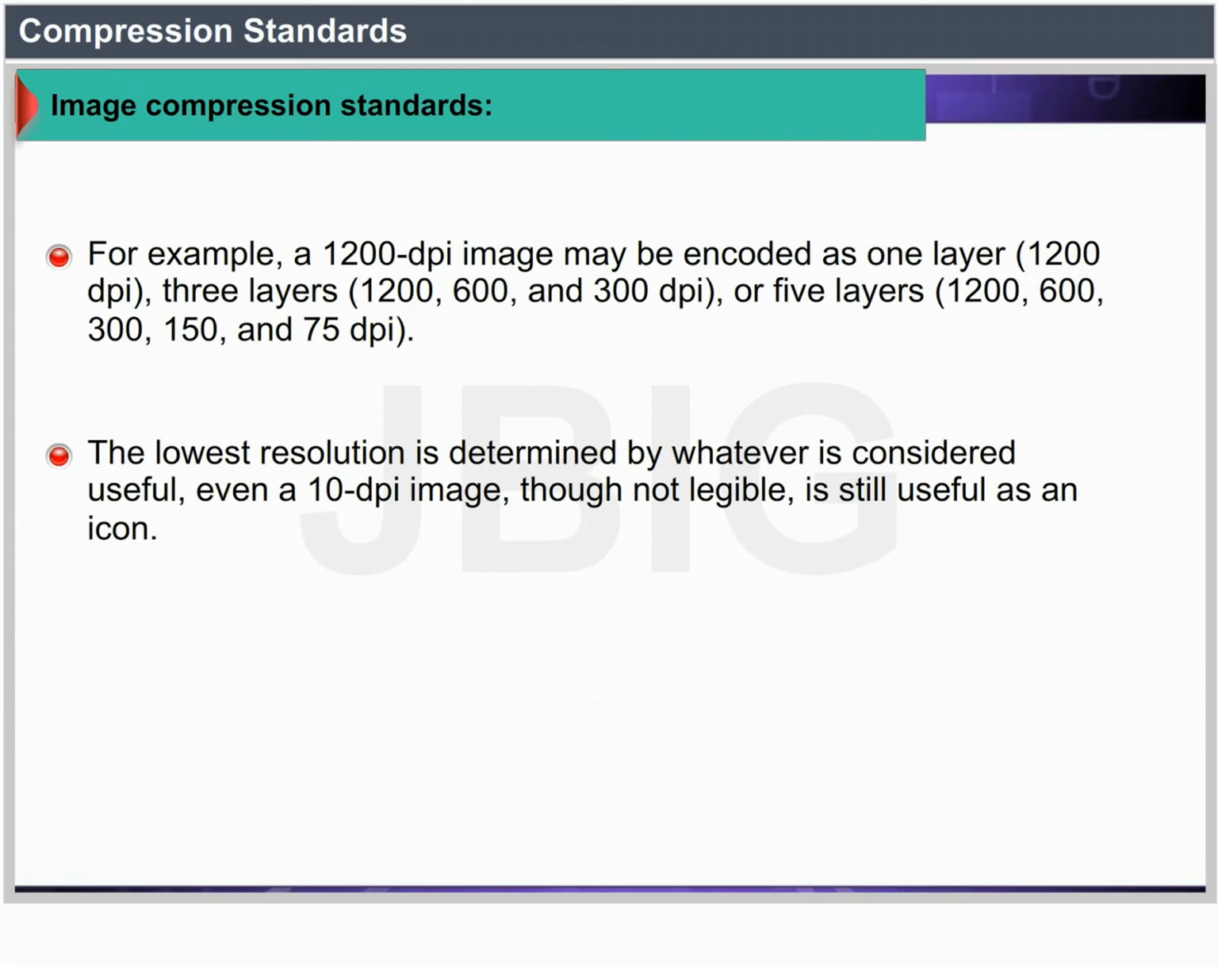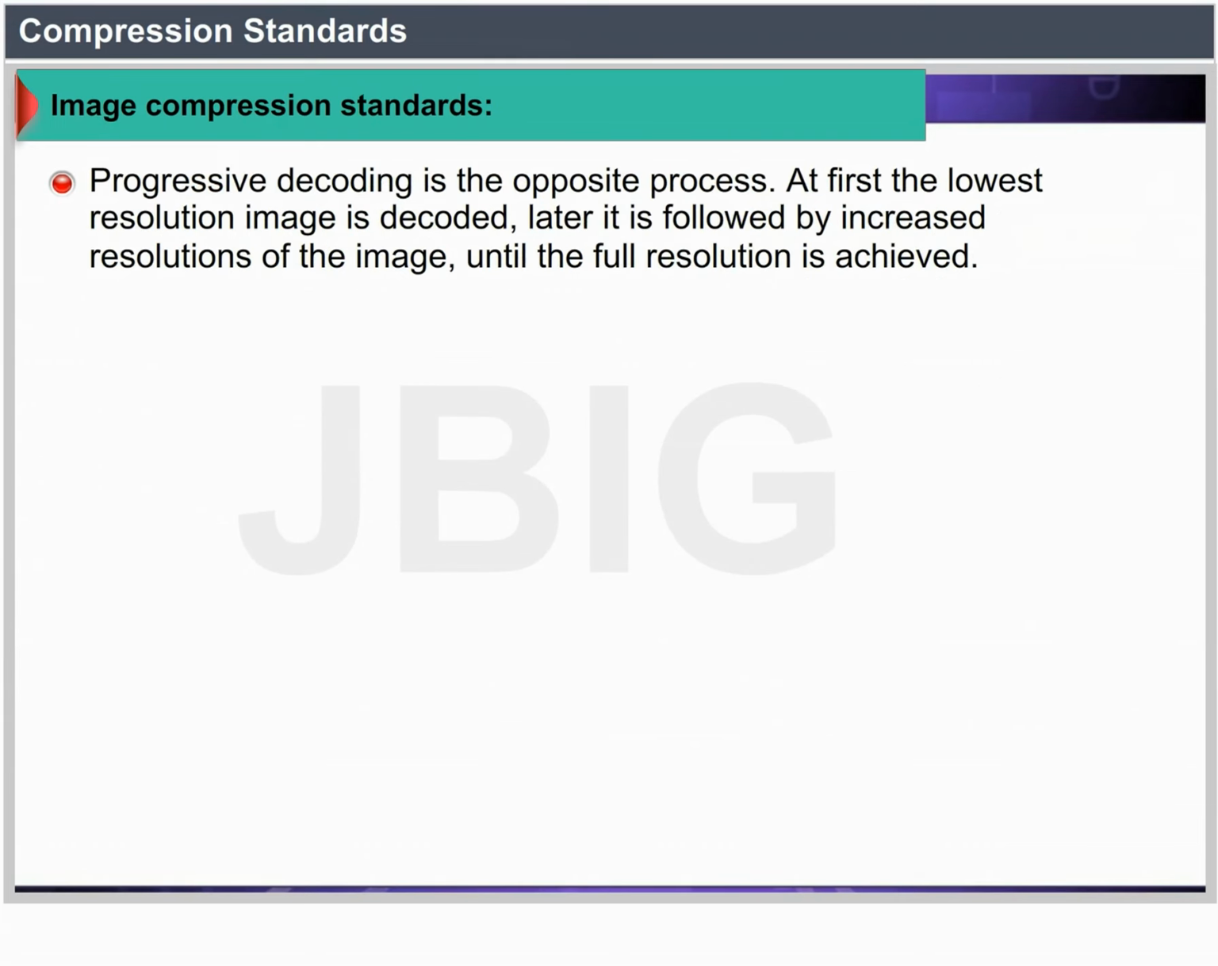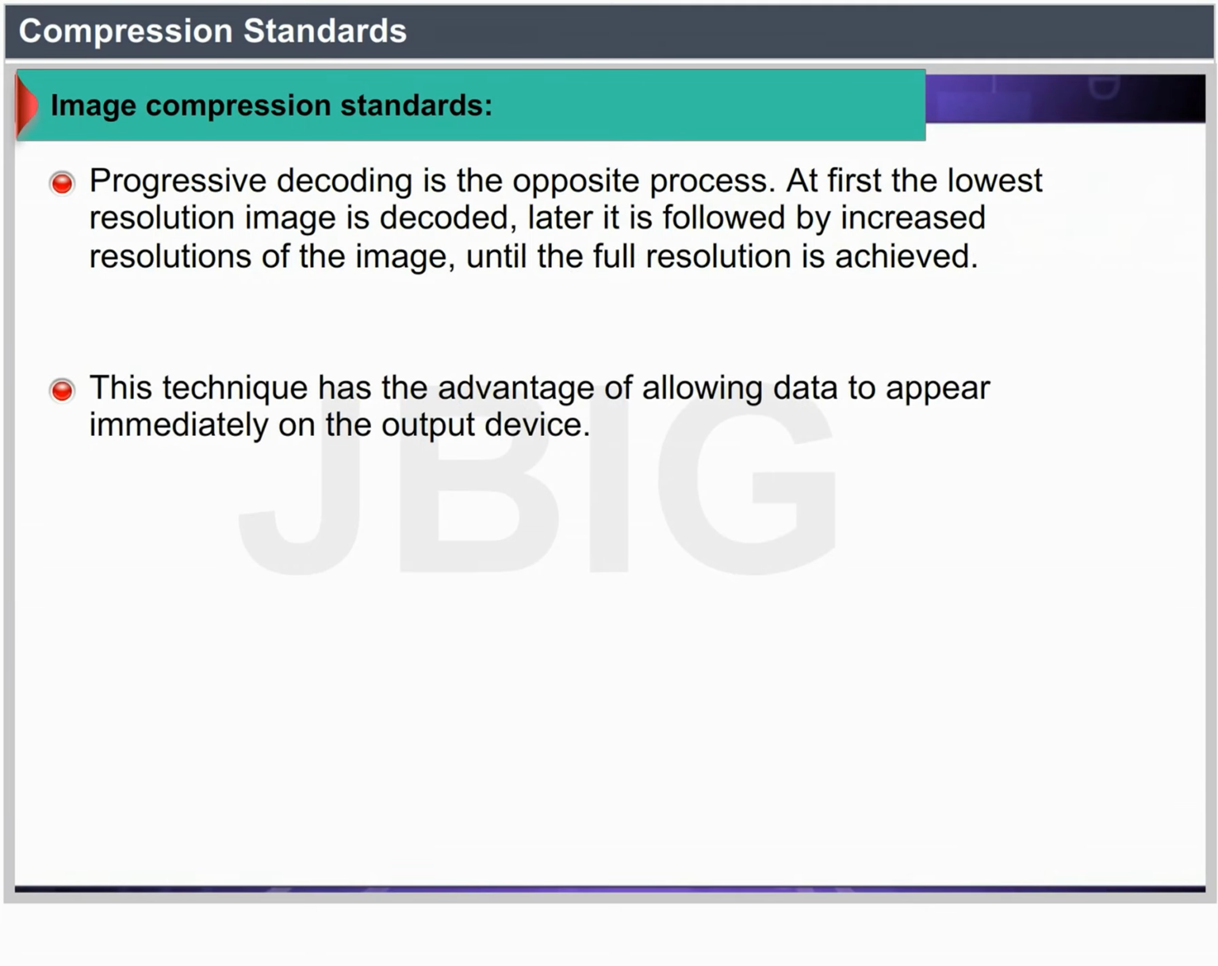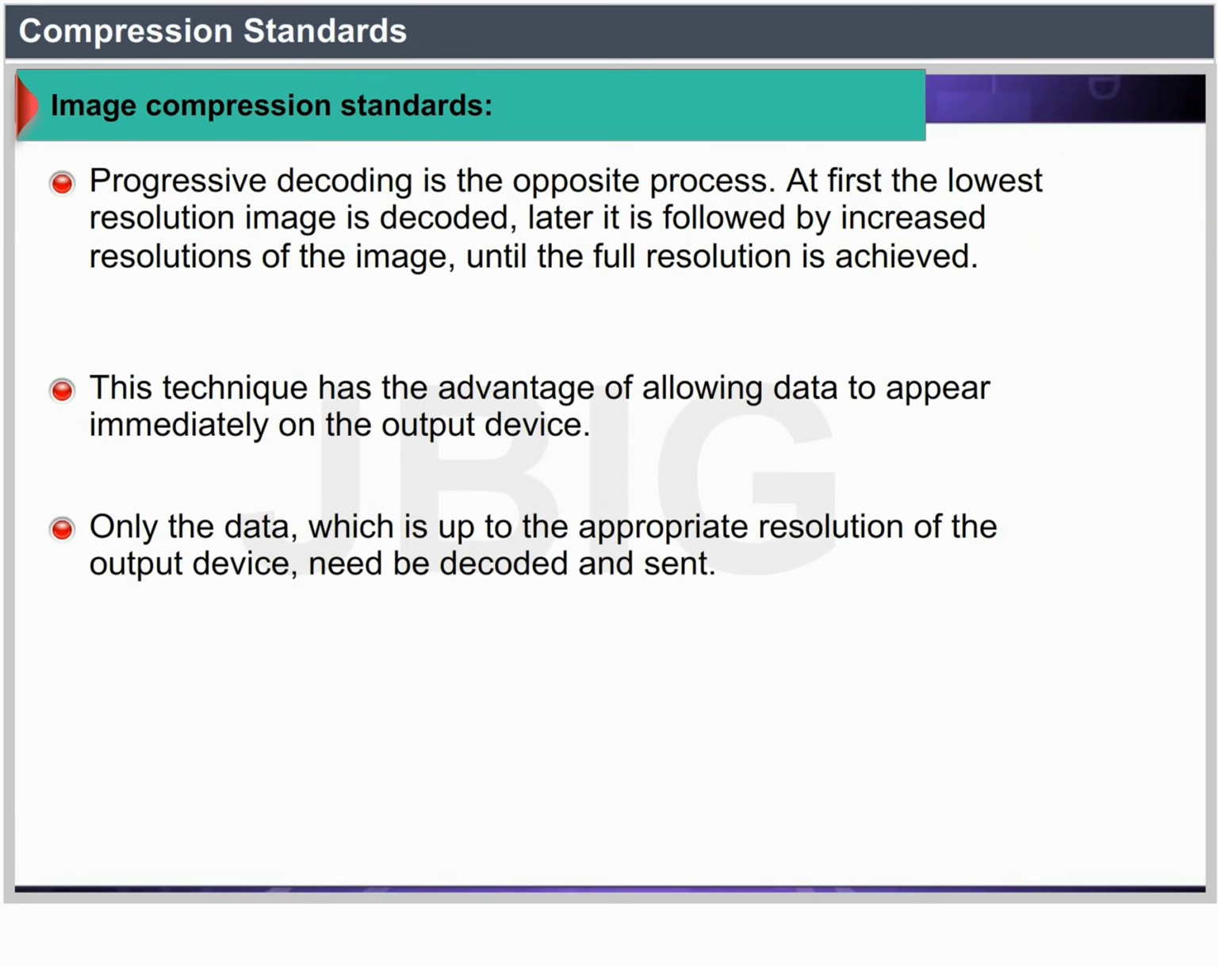Progressive decoding is the opposite process, with the lowest resolution image being decoded first, followed by increased resolutions of the image until the full resolution is achieved. This technique has the advantage of allowing data to appear immediately on the output device. Only data up to the appropriate resolution of the output device need be decoded and sent.